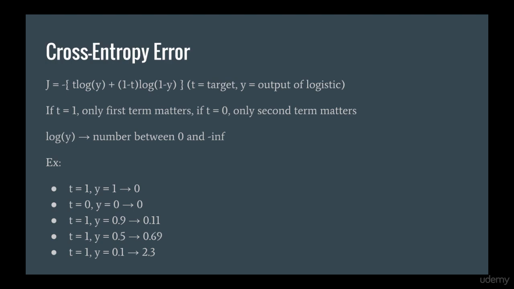Now let's say the target is 1 and y is 0.1, so we're very wrong. That gives us 0.23, which is an even bigger error. So that's great. Cross-entropy is working as expected.